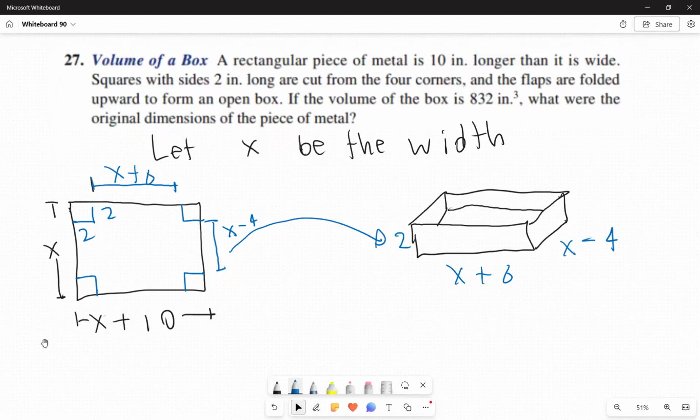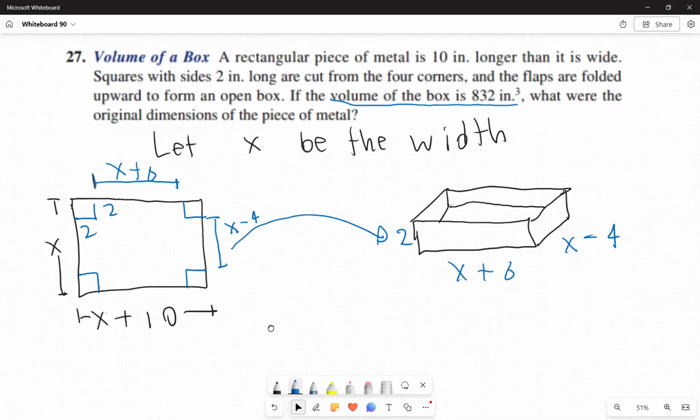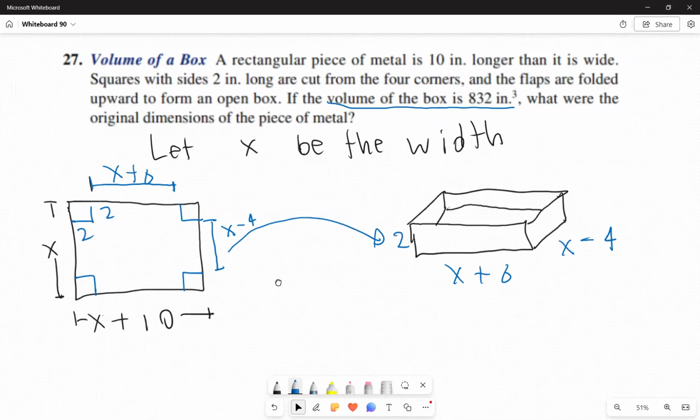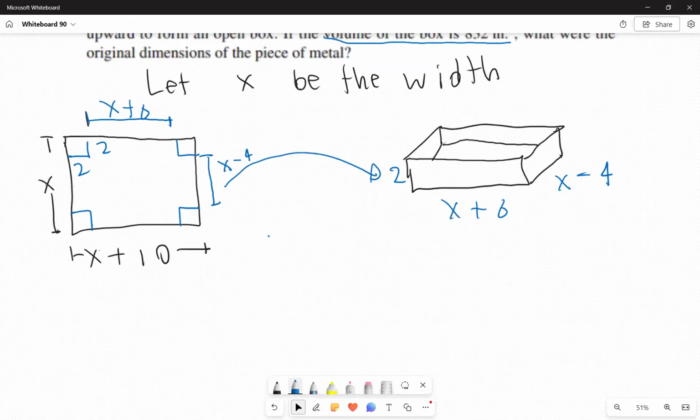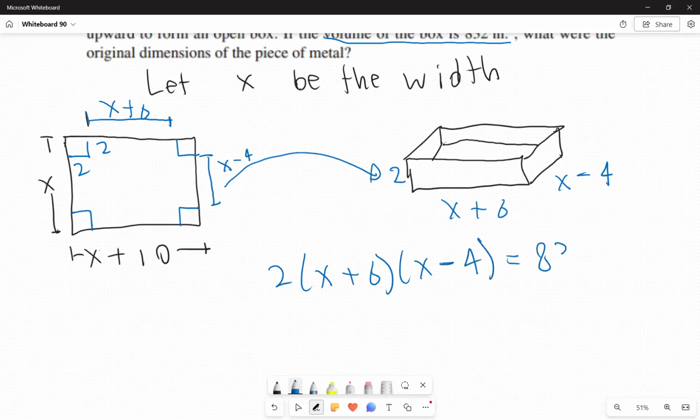And the volume of the box is 832 cubic inches. So from the formula for the volume of the box, now we know that 2 times x plus 6 times x minus 4 is 832. That's length times width times height. But we can simplify this equation by dividing by 2. We can pass the 2 to the other side dividing, and x plus 6 times x minus 4 equals 832 over 2.